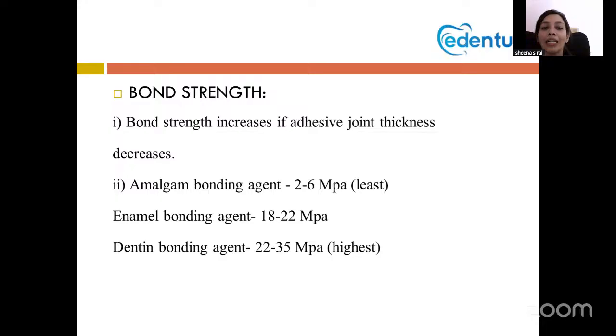So in the last slide, you need to know certain bond strengths. Amalgam bonding agent has a strength of 2 to 6 megapascal. Enamel bonding has 18 to 22. Dentine bonding has 22 to 33. That is highest. So please keep this in mind.